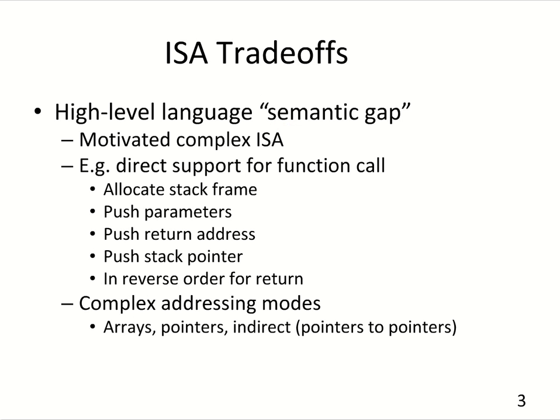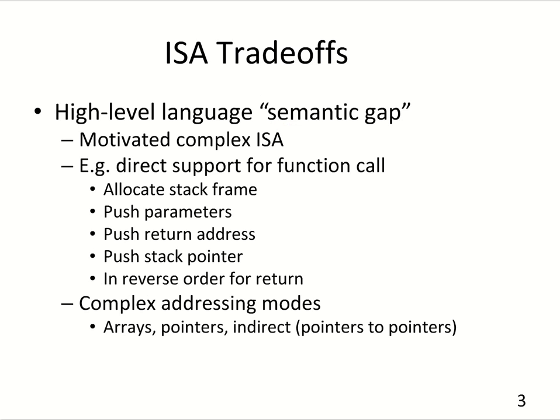One of the main trade-offs that people considered very, very important 20 or 30 years ago was what's called the semantic gap that exists between a high-level language and the low-level machine primitives that actually then implement the semantics of the programs written in that high-level language. This semantic gap was used to motivate complex features and complex instructions in an instruction set.